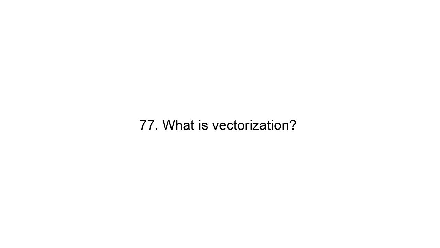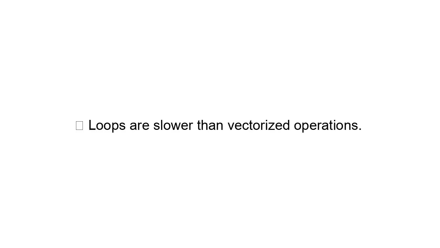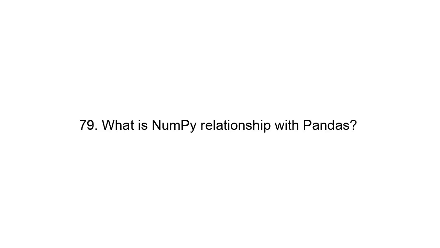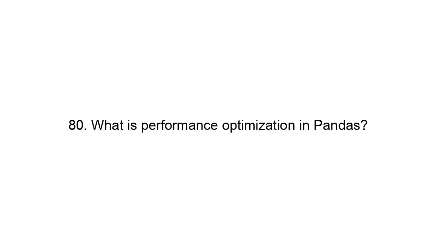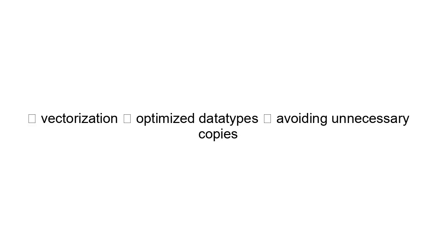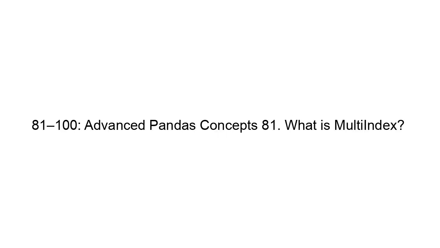77. What is vectorization? Fast operations without loops. 78. Why avoid loops in Pandas? Loops are slower than vectorized operations. 79. What is NumPy's relationship with Pandas? Pandas is built on NumPy. 80. What is performance optimization in Pandas? Vectorization, optimized data types, avoiding unnecessary copies.